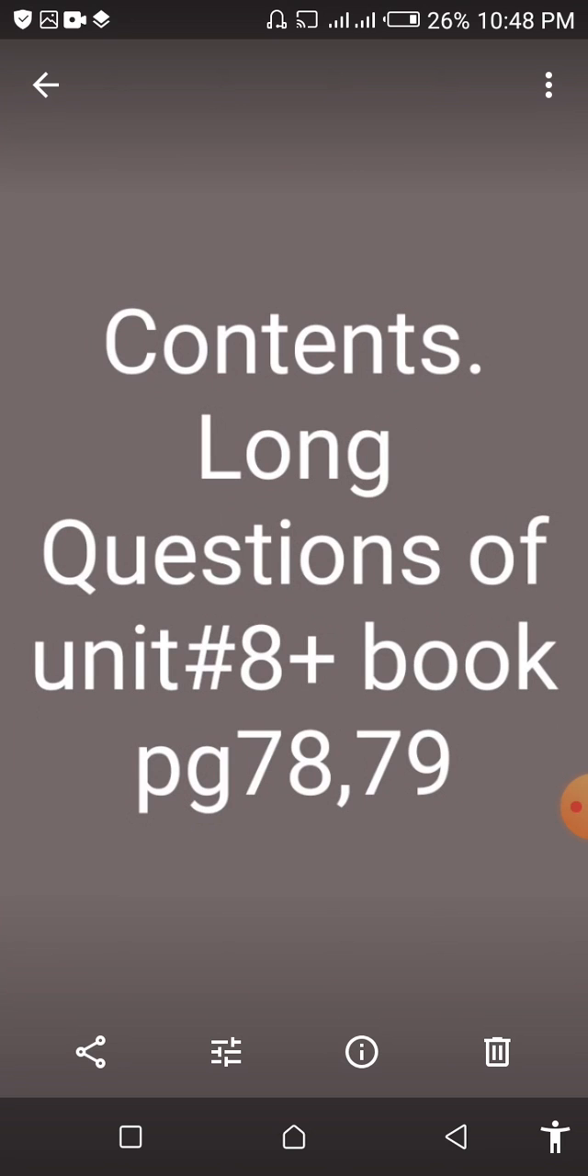So the first question of this unit is: write a brief note on gravity. Students, I have told you about gravity, that it is a type of force. And what kind of force is it? It is the force which pulls things towards the center of earth. Clear? So gravity is the force which pulls things towards the center of earth.